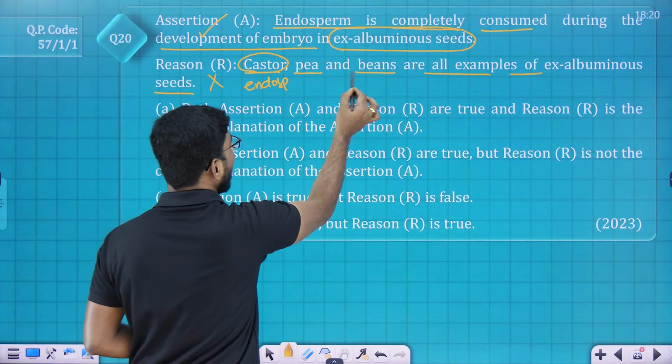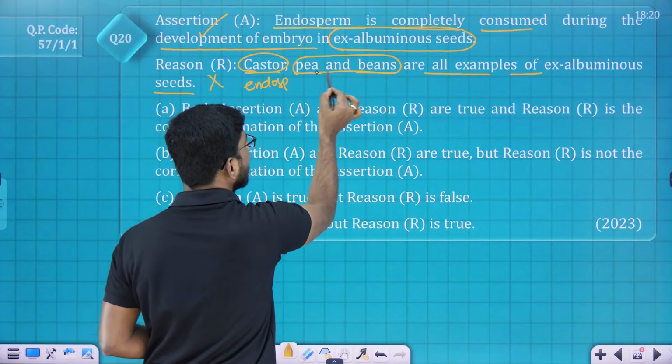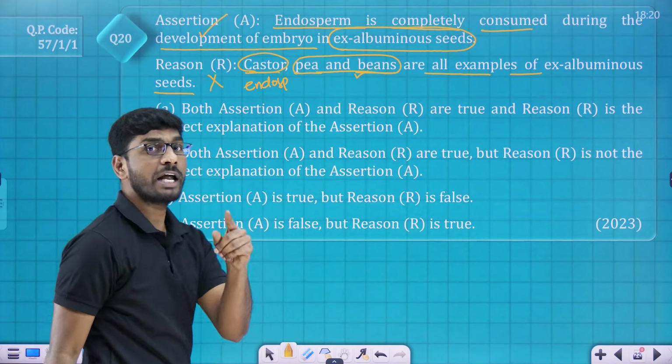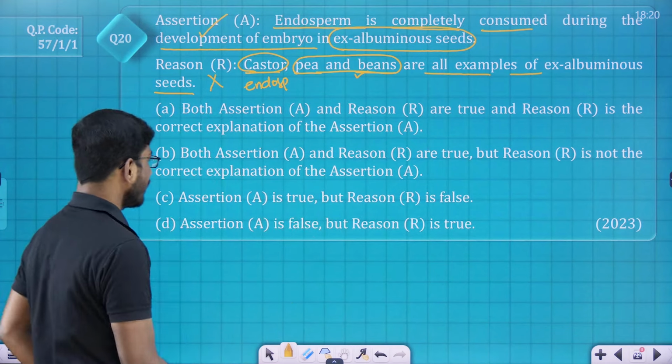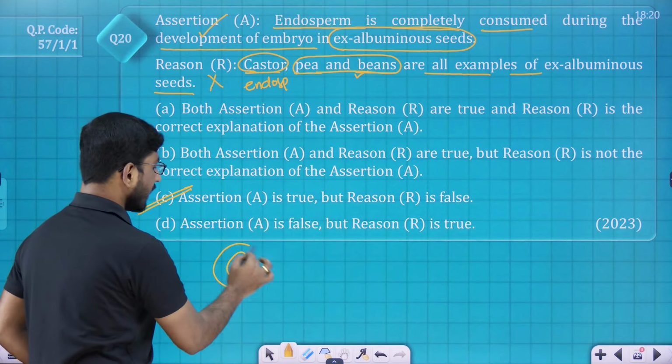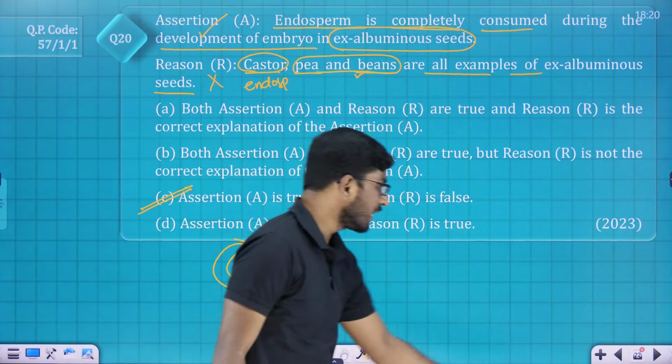Pea and beans are what? Non-endospermic. That is correct. But castor is endospermic. So assertion correct, reason wrong. So the right answer is what? Option C is the correct answer.